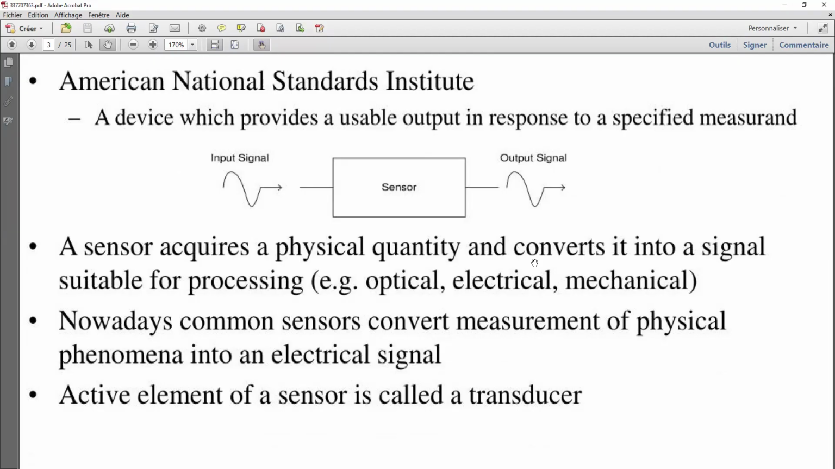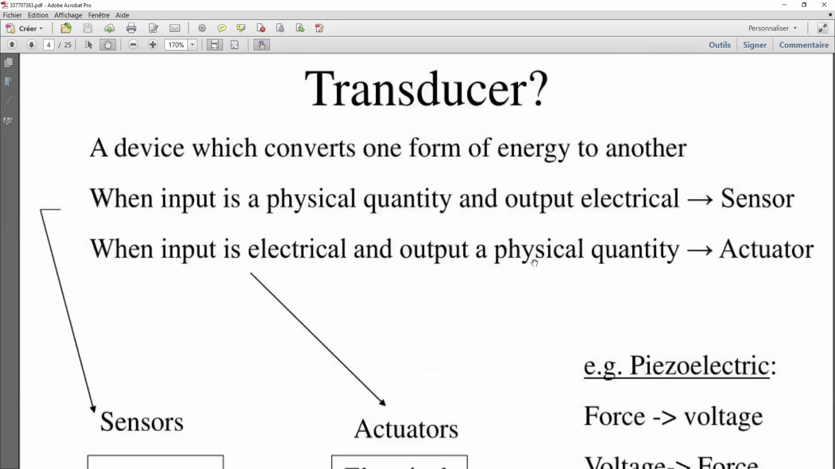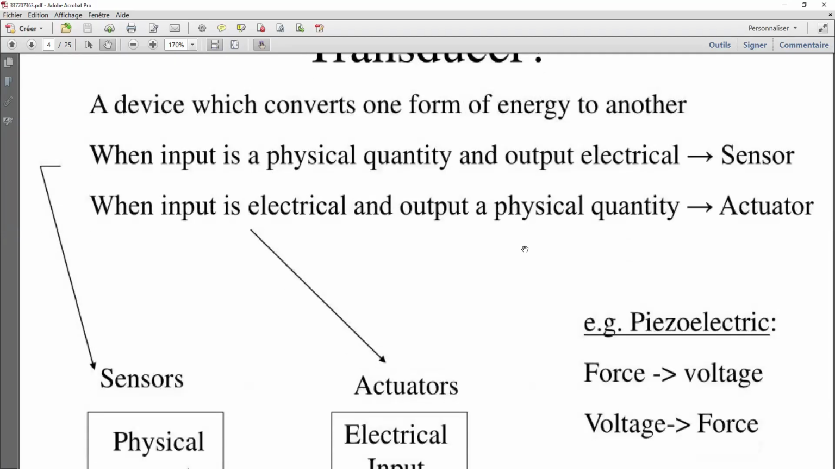Nowadays, common sensors convert the measurement of a physical phenomenon into an electrical signal. The active element of a sensor is called a transducer. What are transducers? A transducer is a device which converts one form of energy to another. When the input is a physical quantity and the output is electrical, we have a sensor. When the input is electrical and the output is a physical quantity, we have an actuator.